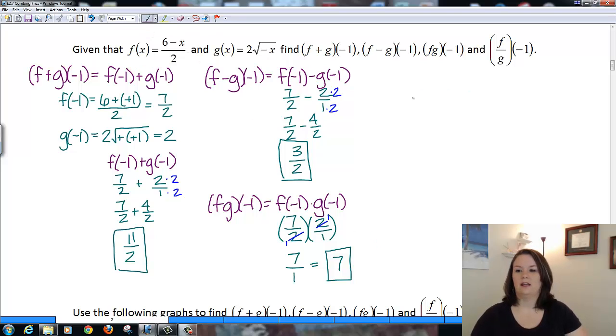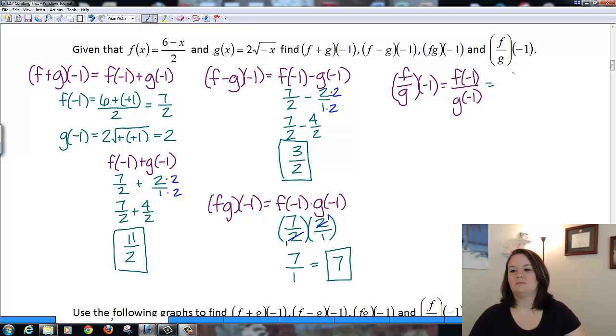All right. And then the last one I have to do is my quotient, f over g evaluated at negative 1, which remember just means f evaluated at negative 1 divided by g evaluated at negative 1. So when I plug in those values, this means I'm doing 7/2 divided by 2. Okay? And I'm going to go ahead and write this as 2 over 1 because we have a complex fraction, so we need to flip the second one and multiply. So we have 7/2 times 1 over 2, which gives me 7/4.